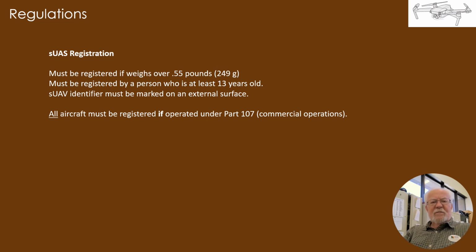Registration: an aircraft must be registered if it weighs over 0.55 pounds, 249 grams. It must be registered by a person who is at least 13 years old, and you need to mark the registration on some external surface of the aircraft. All aircraft, even if less than 0.55 pounds, must be registered if used for Part 107, in other words, commercial operations. The rule is that anything less than 0.55 pounds doesn't need to be registered if it's used for recreational purposes, but if you're going to use it for money, it's got to be registered.